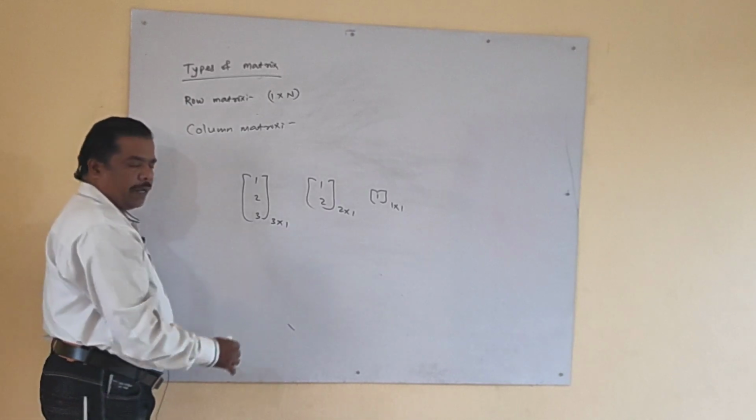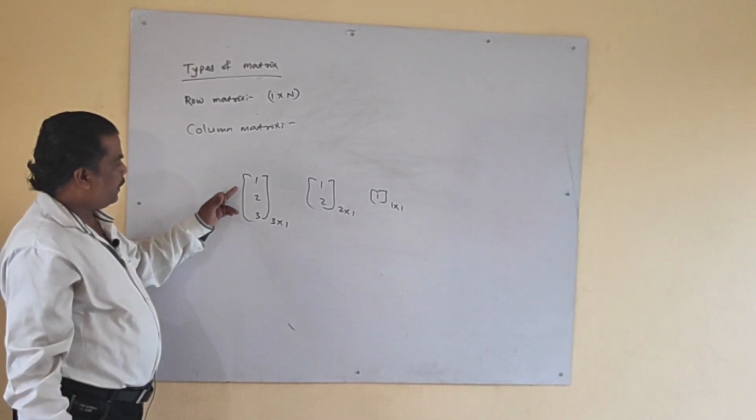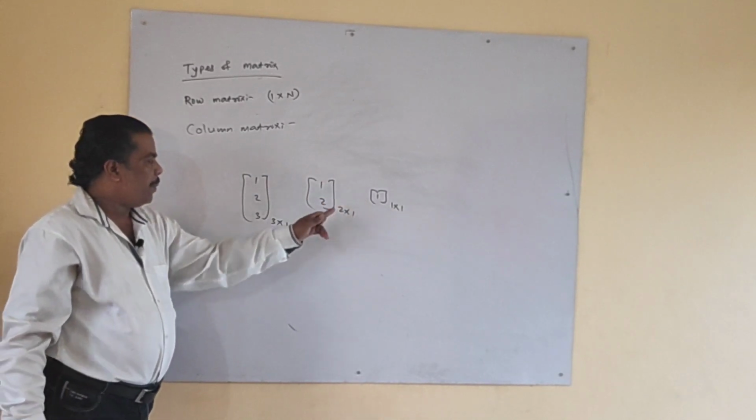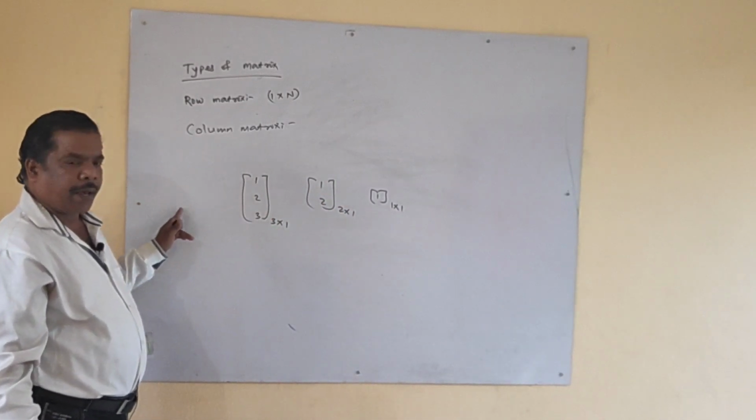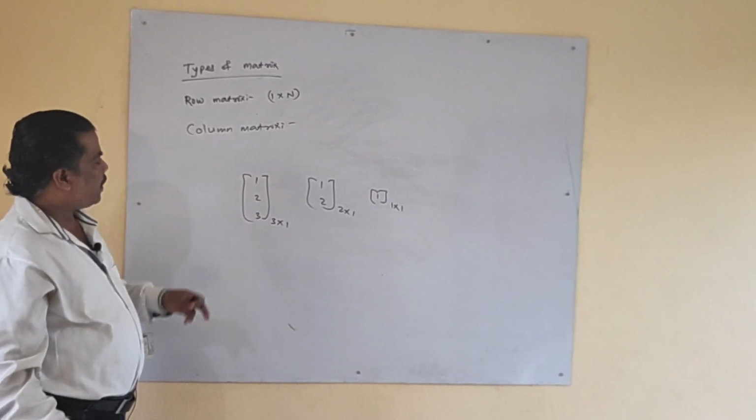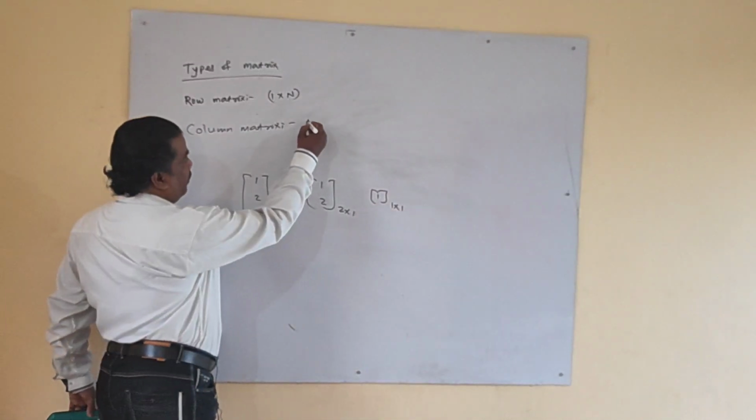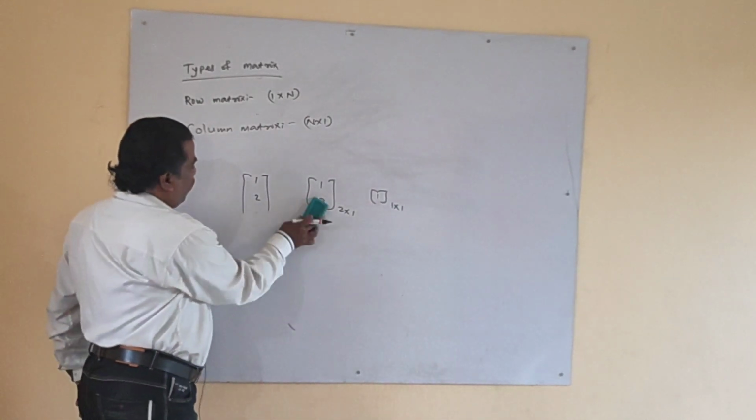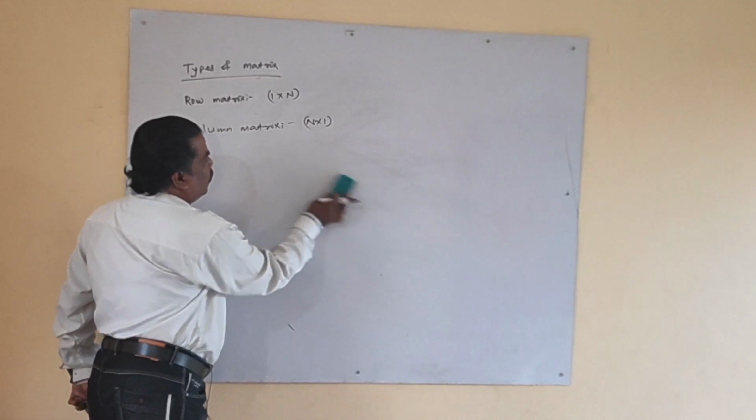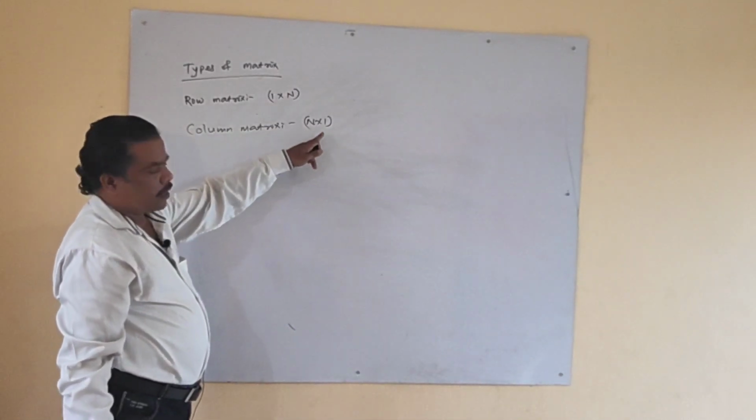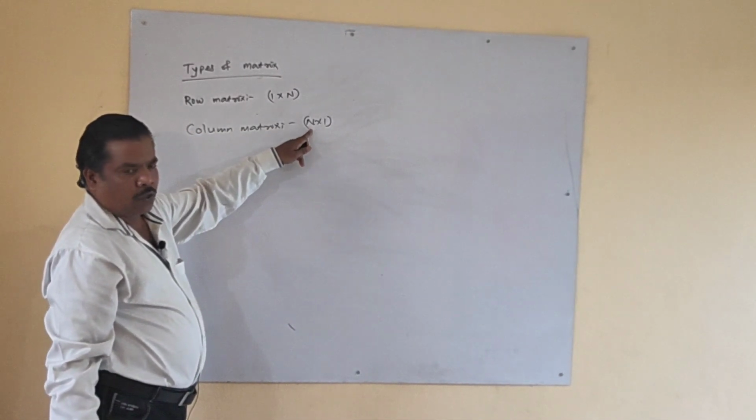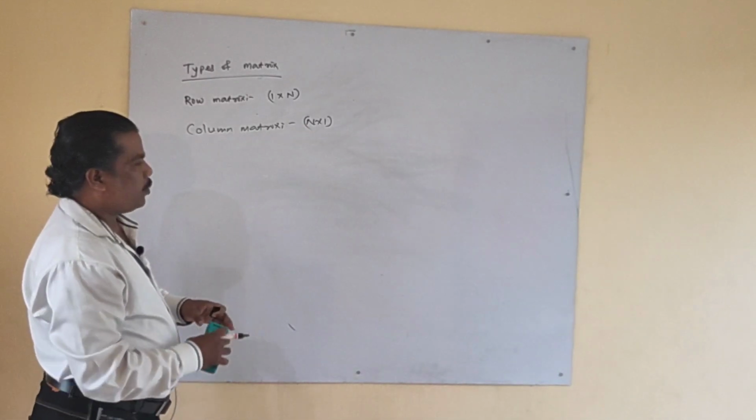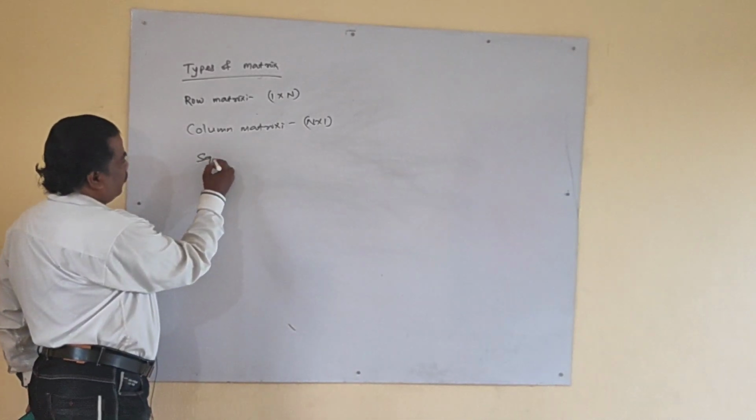So here the number of columns is 1, but the number of rows may be 1, maybe 2, maybe 3, maybe 4, maybe 5. Hence, the order of the column matrix is n into 1. So in a column matrix, we have only one column and any number of rows. Next, we start the square matrix.